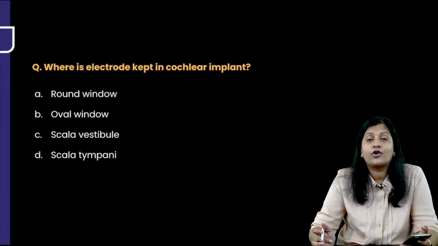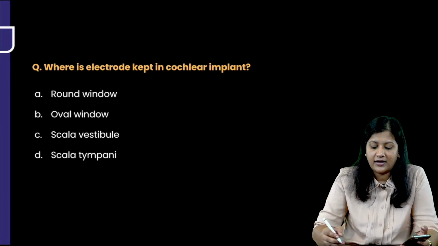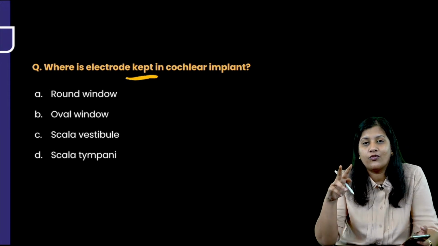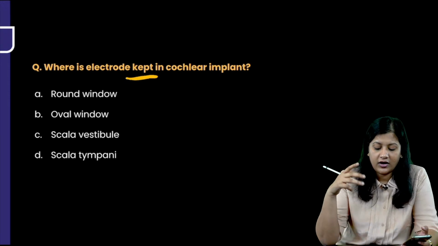Where is the electrode kept in a cochlear implant? So they're asking you, where is it placed? In the round window, in the oval window, through the scala vestibuli, or in the scala tympani?